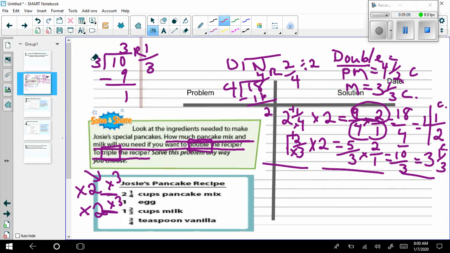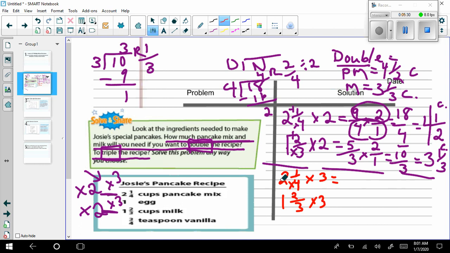And when we triple a recipe, that means we're going to have to take it times three, because we're going to have to use 3 2¼ cups to triple it. So we're going to take that times three. And then we're going to take the milk times three in order to triple. So when you multiply a mixed number, you have to make it improper first.